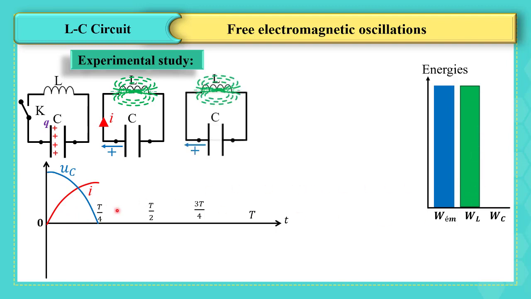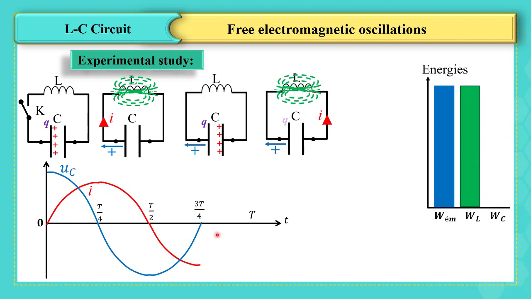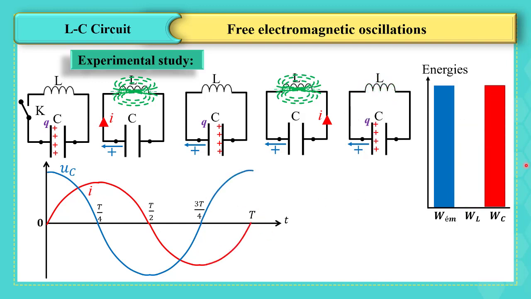In the second quarter, the polarities of the capacitor were reversed, so UC will be negative and the current decreases since the coil loses magnetic energy. In the third quarter, current will be negative since it is directed opposite to the positive sense and the electric energy is again transforming to magnetic energy. And at the end of the fourth quarter, the energy in the circuit will be purely electric again.